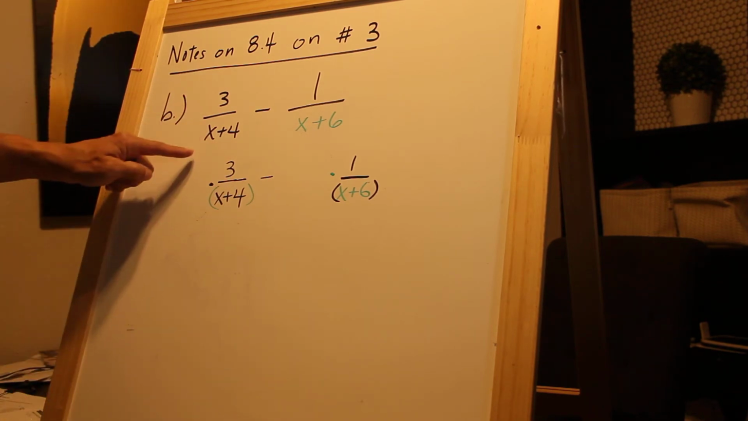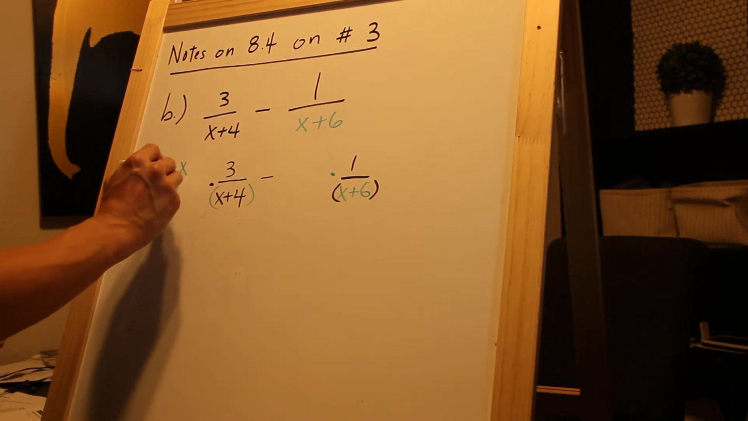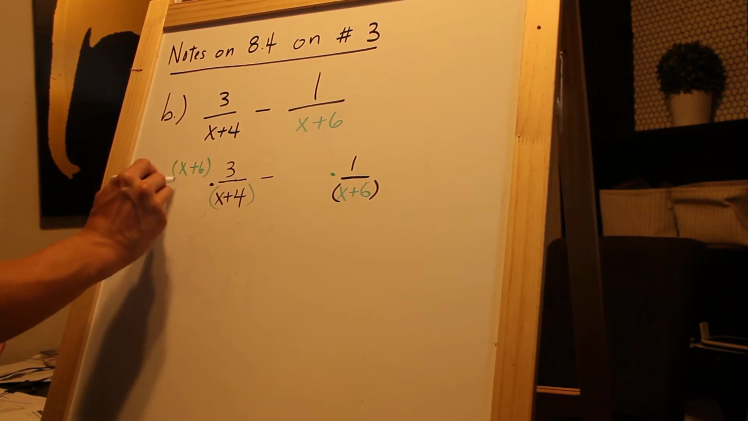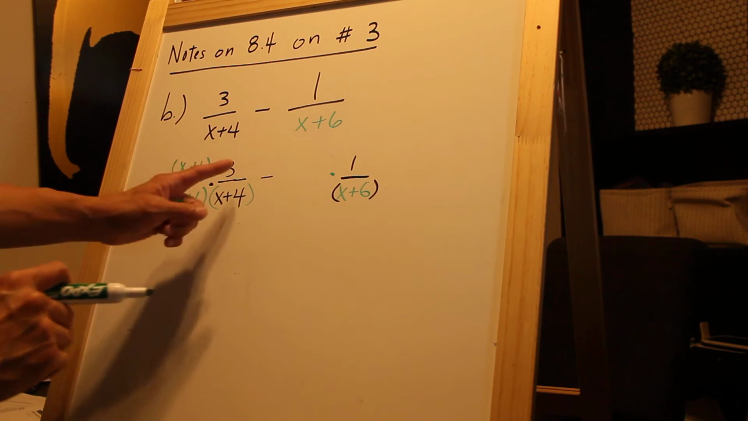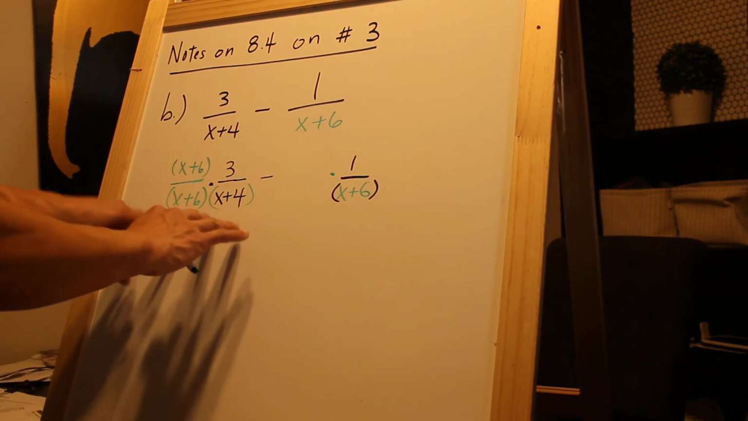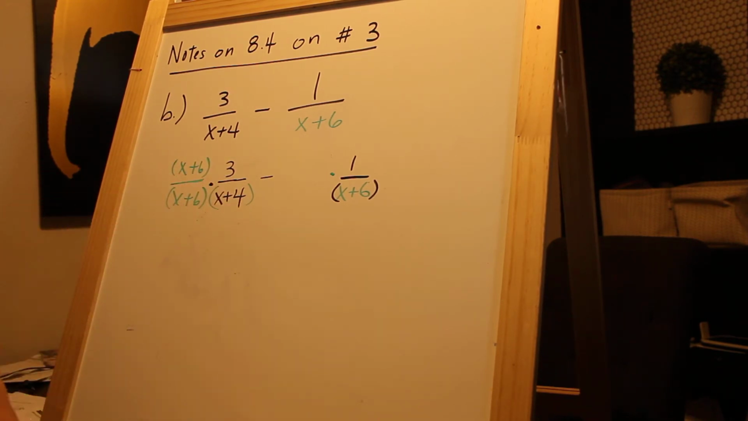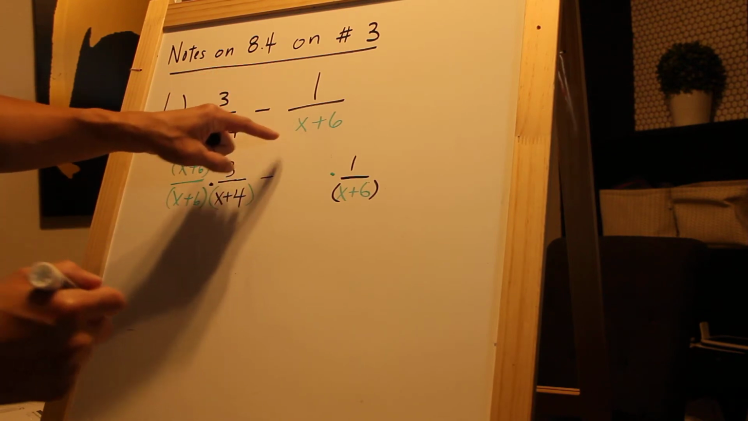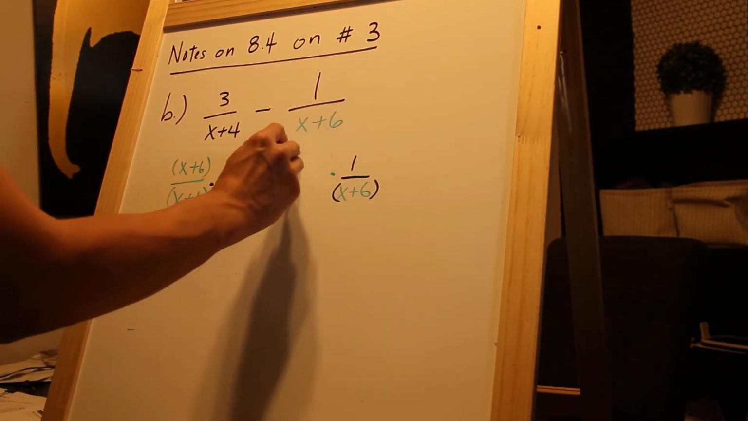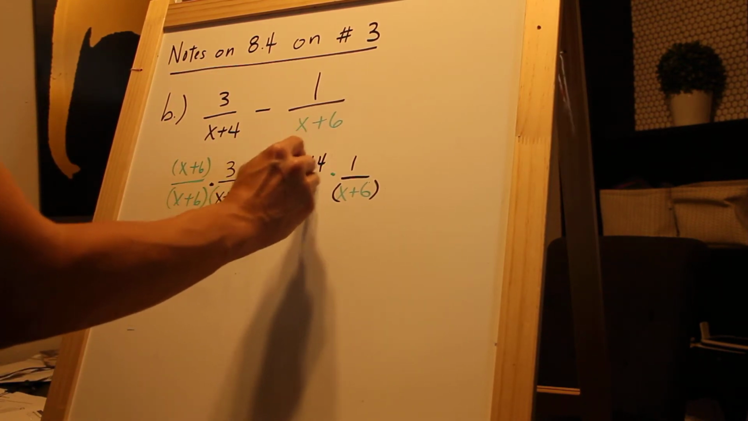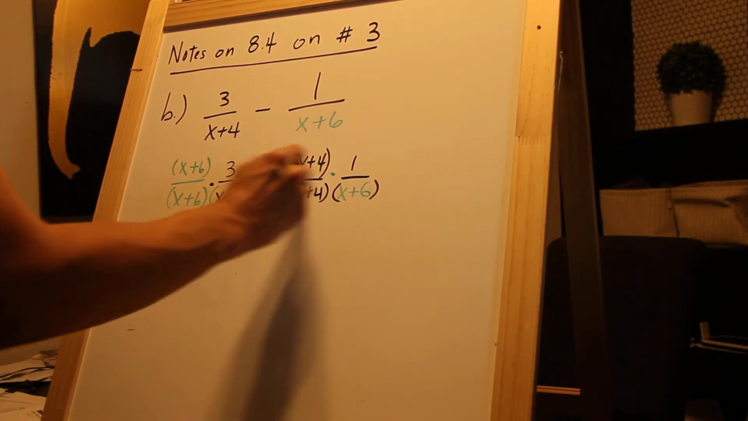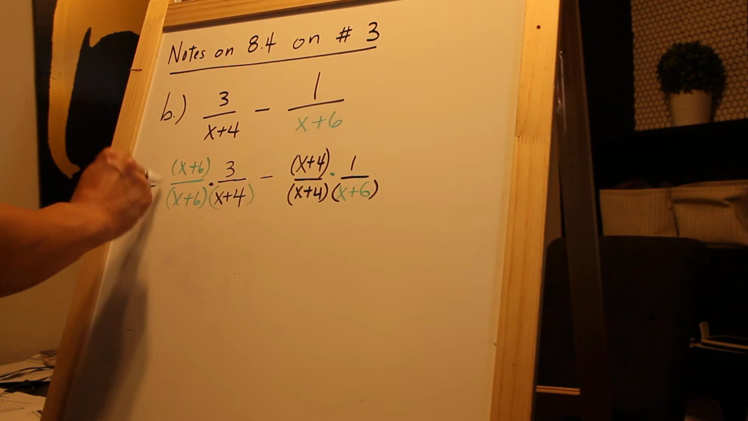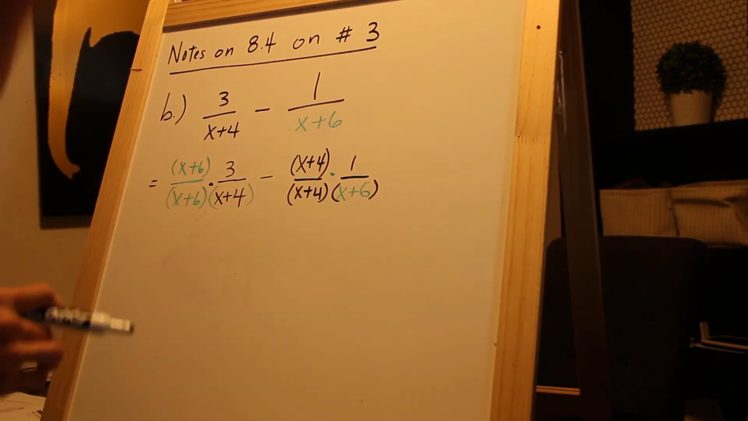So for the first fraction, I'm going to multiply by x plus 6 over x plus 6. Notice that since I'm multiplying rational functions, I'm putting parentheses around the binomials. For the second fraction here, I'm going to multiply it by x plus 4 over x plus 4. And so now this becomes the next step here.